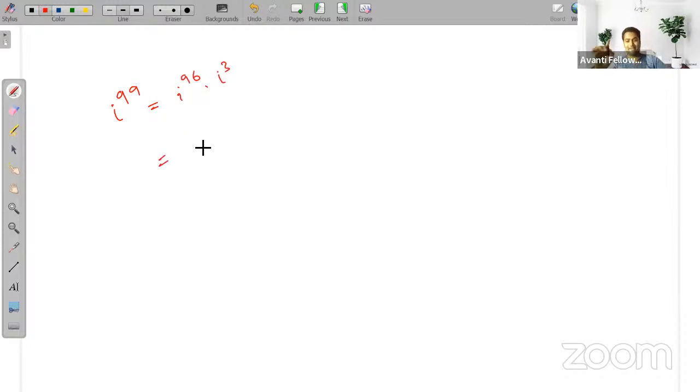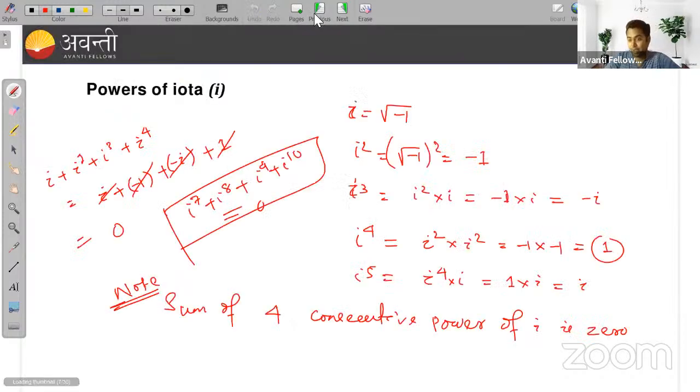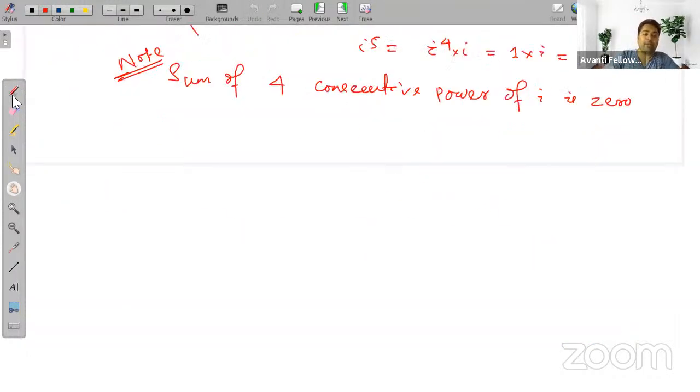Oh, one small thing I forgot to tell you: when you are talking about powers of i, you should know that when the power of iota is a multiple of 4, it gives you 1, always remember. Okay, i to the power 4 is 1. Similarly, i to the power 4k plus 1.